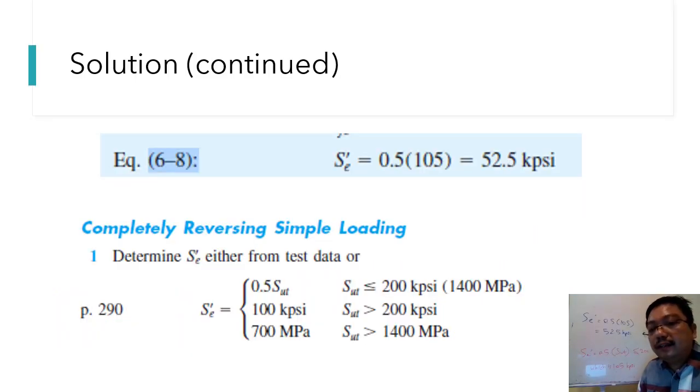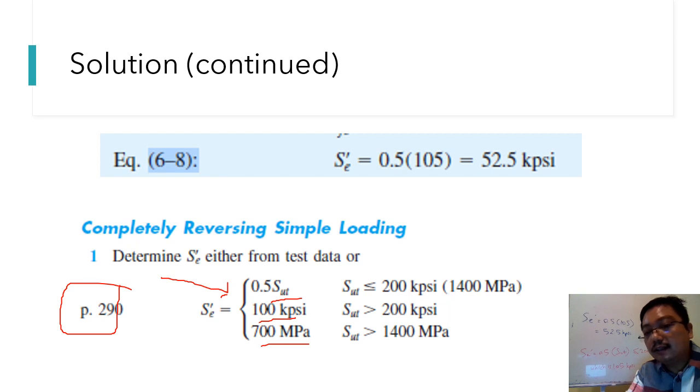Now we calculate the endurance strength. The endurance strength we get from the equation on page 290. Here on page 290, you get the ultimate strength. They have three options for ultimate strength: 0.5 Sut, 100 kpsi, and 700 megapascal. Since the value given in the question is 105 kpsi, which is the option here, you put it in the equation, 0.5 times 105, and you get 52.5 kpsi. Okay, this is how you do this question.